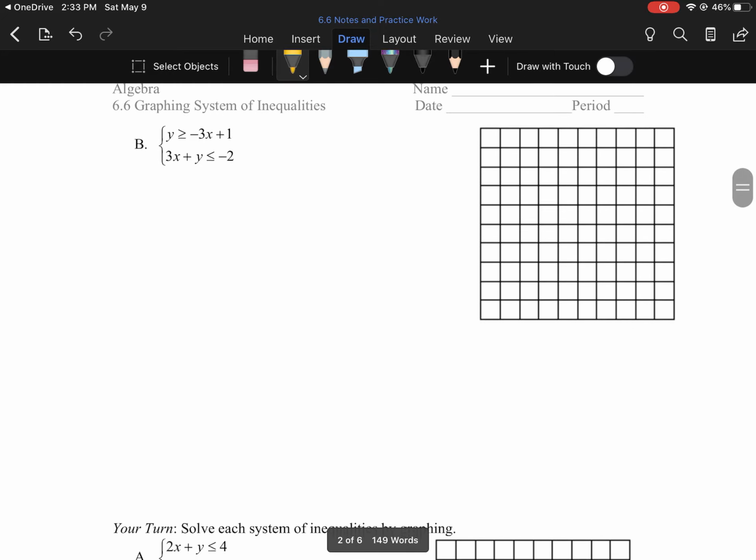Let's take a look at the second example. Go ahead, put my XY axis. I'm just going to put them all right in the middle. If they don't fit, well, then we'll figure out what to do. All right, first equation again is going to be this pinkish reddish color.